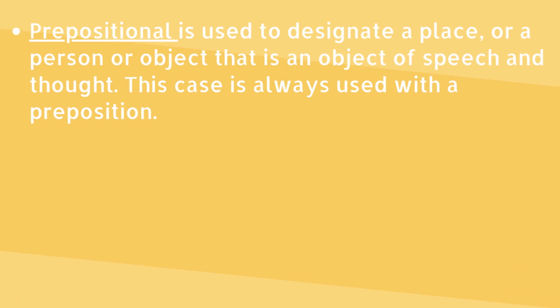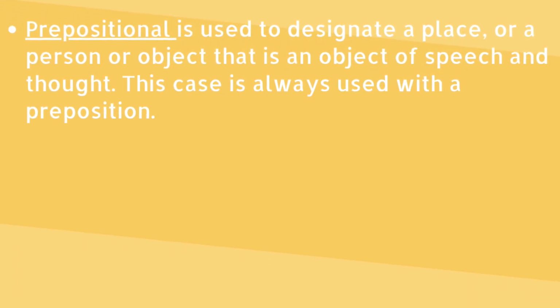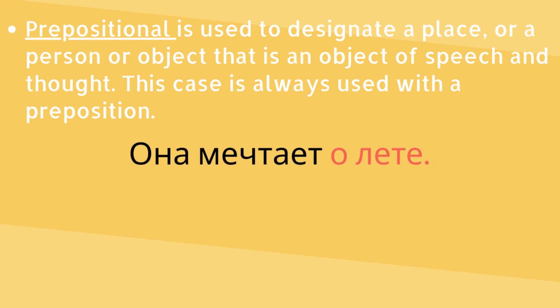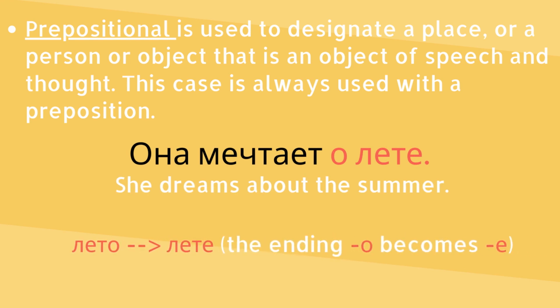The prepositional is used to designate a place or a person or object that is an object of speech and thought. This case is always used with a preposition. Она мечтает о лете. She dreams about the summer. Лето, лете. The ending o becomes e.